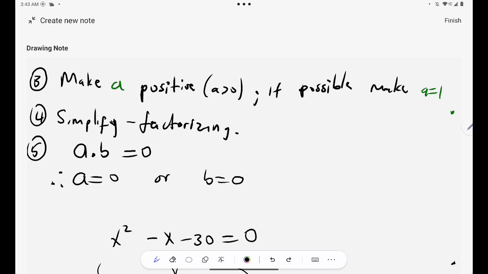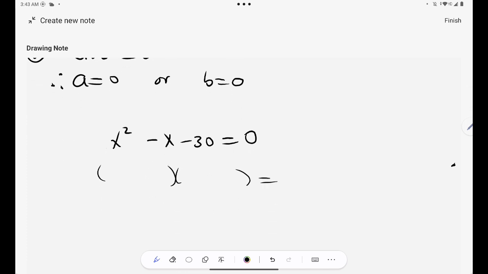The third step says make A to be positive. A is positive. If possible, make A to be equal to 1. In this case, it is equal to 1. And then the fourth step says factorize or simplify. How to factorize this? I'll write x here and x there. I want the factors of 30 that when I subtract will give me 1. Those factors are 5 and 6.